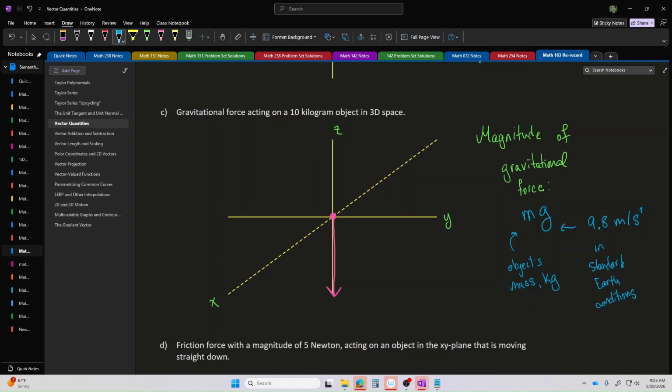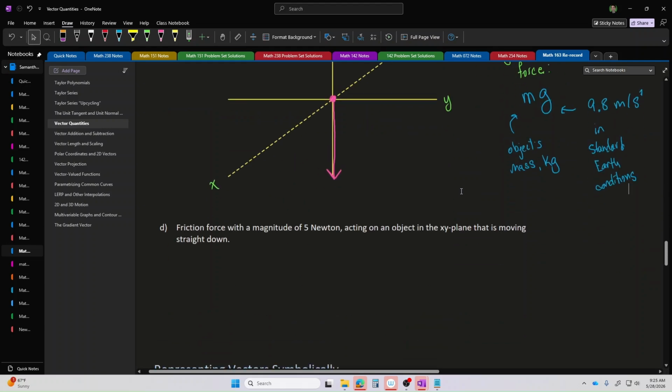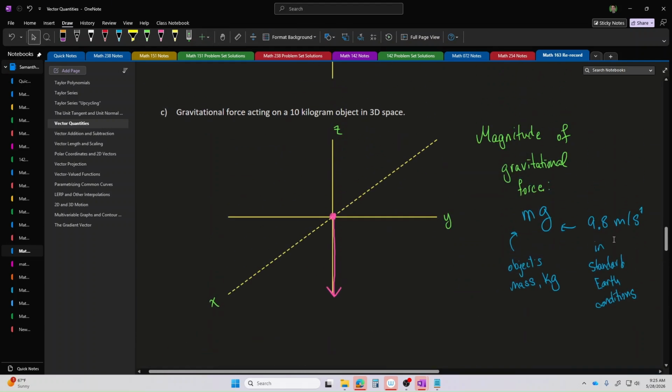G is going to be a little bit smaller if you're at a very high altitude, and G might be a totally different value altogether if you're not on planet Earth, if you're on the moon, or on Venus or something. But for standard Earth conditions, G can be taken to be, roughly speaking, 9.8 in its value. So let's use this standard Earth value for G, and let's use the object's mass to determine how strong our gravitational force vector will be.